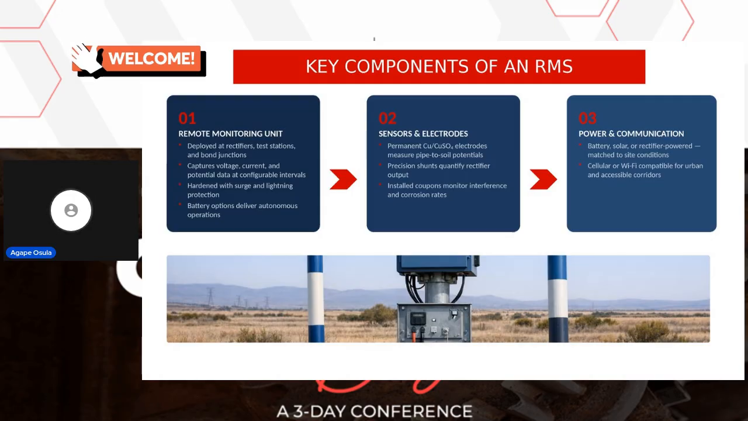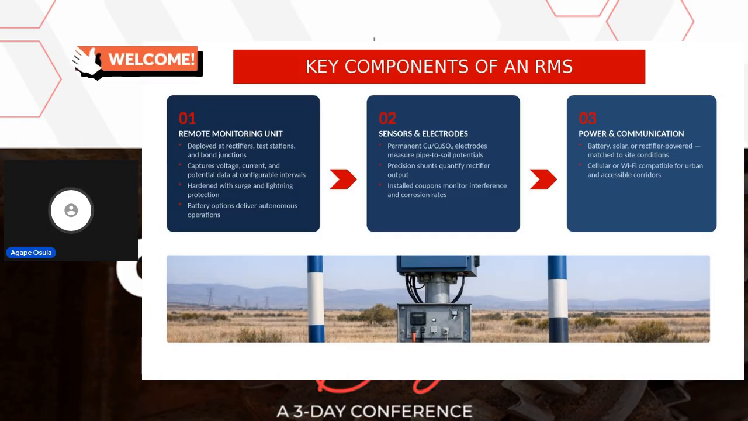Okay, so the components generally for your remote monitoring system are the remote monitoring units, which you install on your rectifiers, your test stations, and your bond junctions. You install them to capture voltage and current. You also set them on the test posts along the right of way. They capture current, voltage, temperature, and a lot of other things. And of course, the majority of them are battery operated, because they have to be powered.